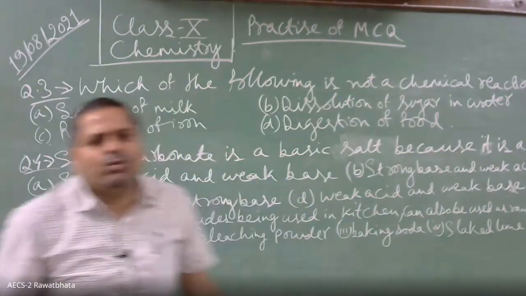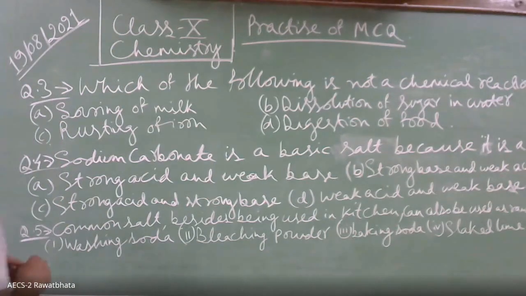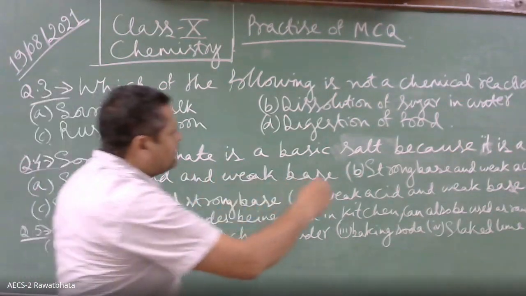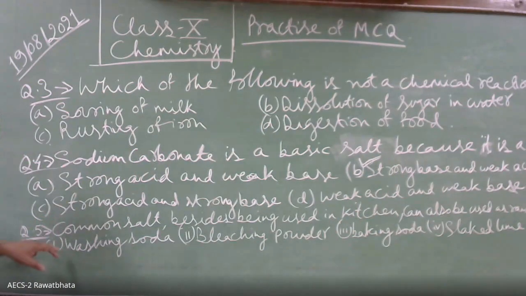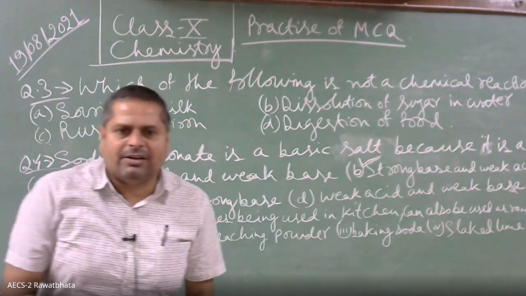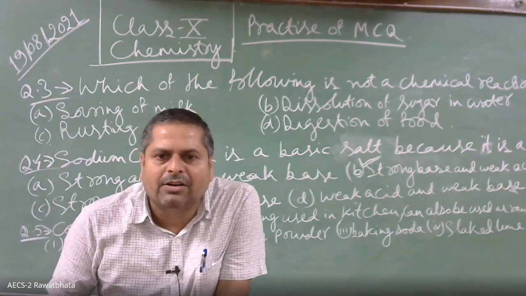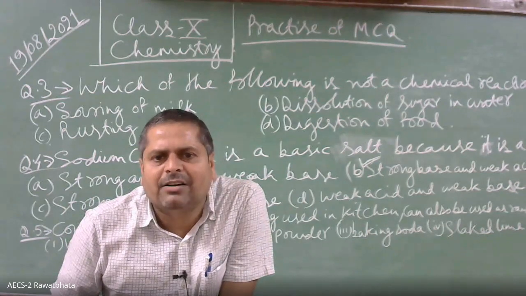Okay. Now let us move on to the next question. So you got your answer, no? Strong base and weak acid. Next question. Common salt, besides being used in kitchen, can also be used as a raw material for, who's going to answer?